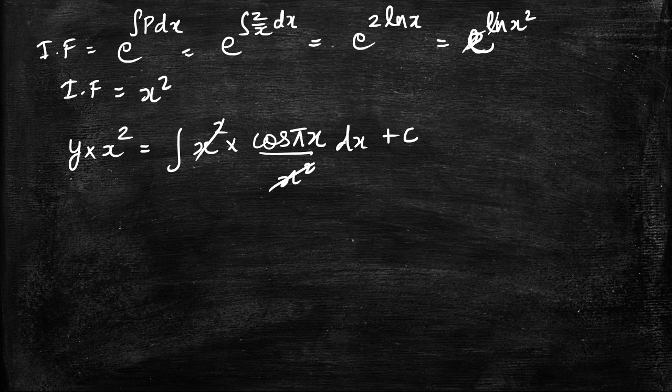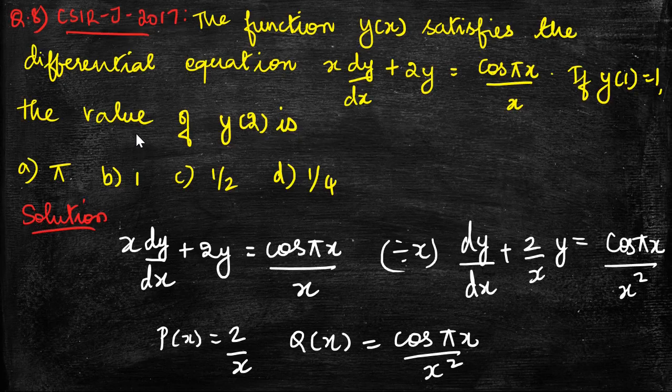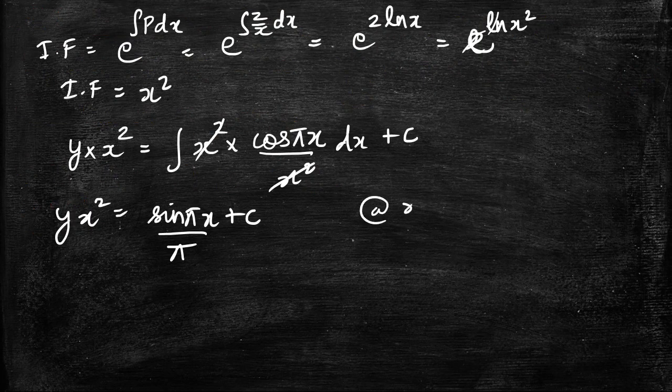We'll have to integrate cos pi x, which is sin pi x plus c by pi. Okay, now we'll have to find c. It is given that at x is equal to 1, y will be 1.